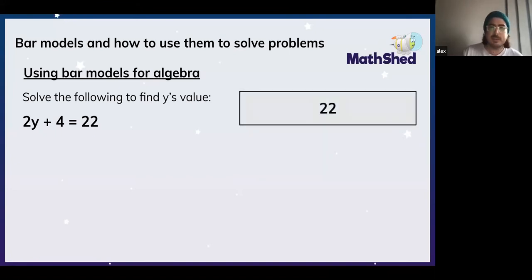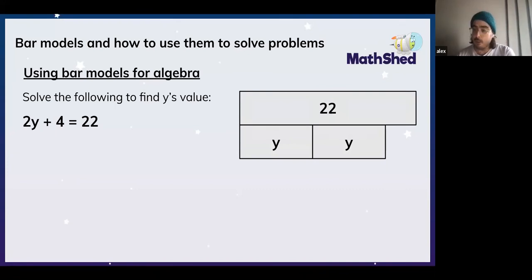Right, so the total we know is 22. We have 2 unknown parts, but we can be pretty confident in the fact that these unknown parts are going to be larger parts than the known part, which is 4, because 4 is only a very small proportion of 22. So that's why that part is smaller, and those 2 other parts are half of what's left, because there's 2 of those, and then there's the 4 that we know about.